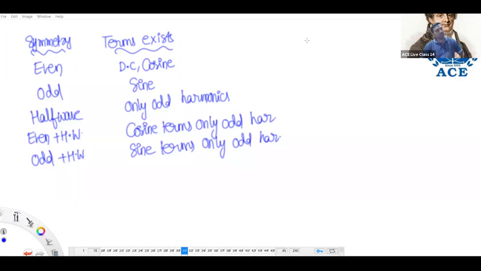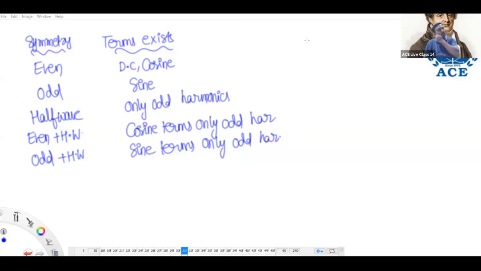We have even harmonics also, but no special significance. There is a statement: a full wave rectified sine wave contains even harmonics. Tomorrow's class you will know it. Don't be emotional. Certain periodic functions will have only even harmonics. What is an even harmonic? 2 omega naught, 4 omega naught, like that. The example for that is the full wave rectified sine wave.